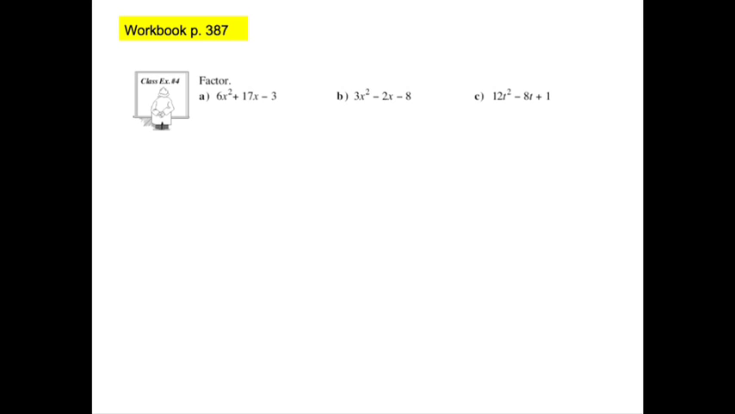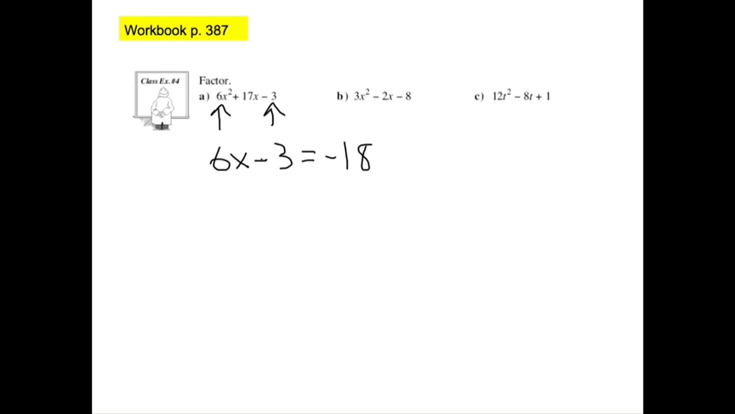So let's factor these ones. These ones are going to be dealing with some negatives this time around. So first off, multiply the first and the third terms together. So you have 6 times a negative 3. That's going to give you a negative 18.